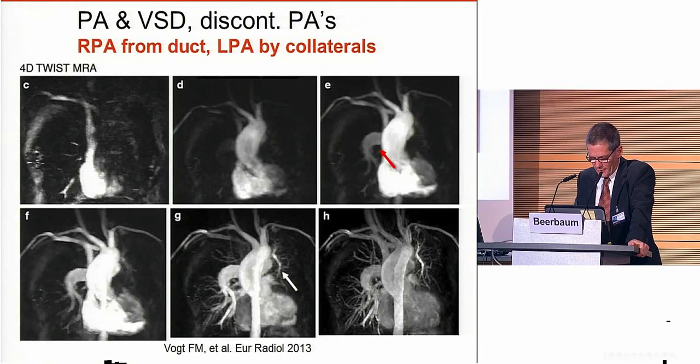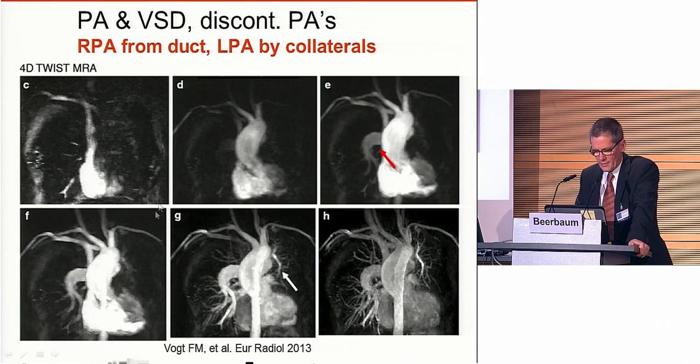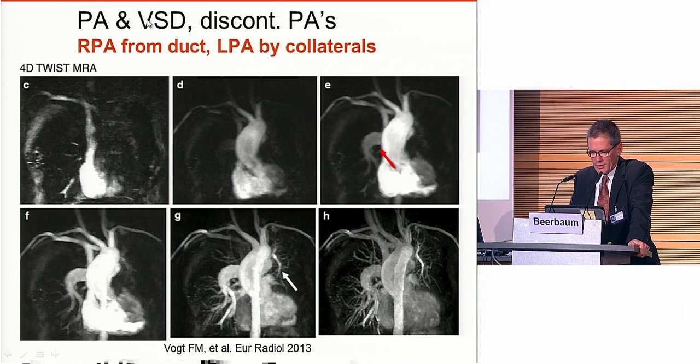Now, that's been done by Vogt et al. in a recent study. You can see here in a time-resolved 3D angiogram showing very nicely how the RPA in this patient with pulmonary atresia VSD and discontinuous central pulmonary arteries, the RPA is being perfused through the duct. So contrast agent moves into the ascending aorta, moves into the duct, as you can see here, stains the right pulmonary arteries. You don't see a trace of the left pulmonary artery. And you wait and you wait and you wait, and then suddenly it starts coming right at the end of the dynamic scan, suggesting that it's just collateral artery supply to the whole of the left lung.